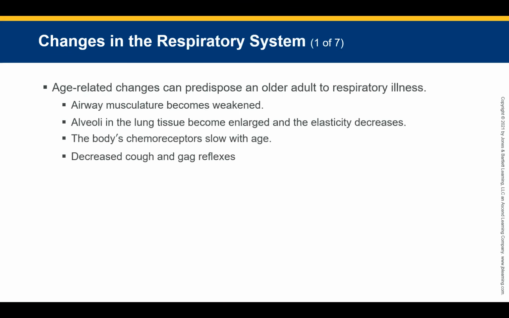Age-related changes can predispose an elderly adult to respiratory illness. Weakening of the airway musculature can cause decreased breathing capacity. Alveoli can become enlarged and elasticity decreases, making it very hard to expel air, so they may have trapped air at times. Chemoreceptors slow with age, causing the body to respond more slowly to hypoxia. And there is a loss of mechanisms that protect the upper airway, including decreased cough and gag reflex.